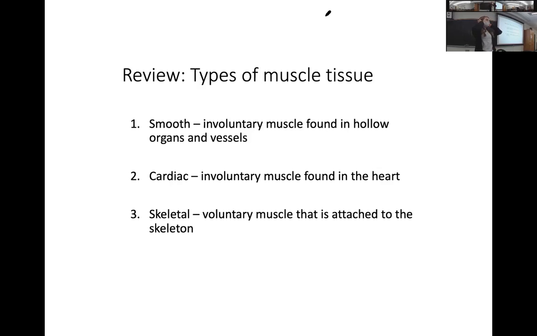You have cardiac, which is also involuntary. Thank goodness I don't have to continue to tell my heart to pump as we're going about our daily lives. This is an involuntary muscle found in the heart. We've seen the video or the picture of a heart contracting. You're not consciously telling your heart to do that.